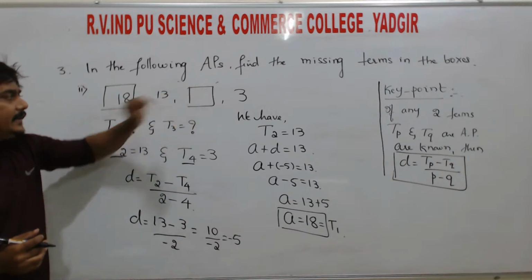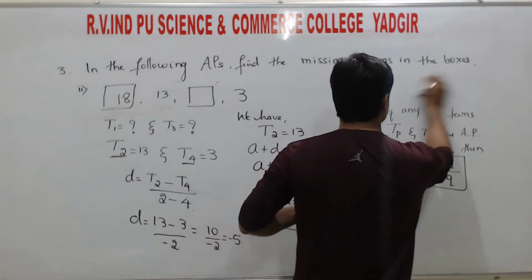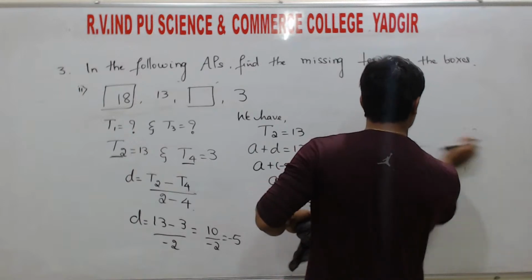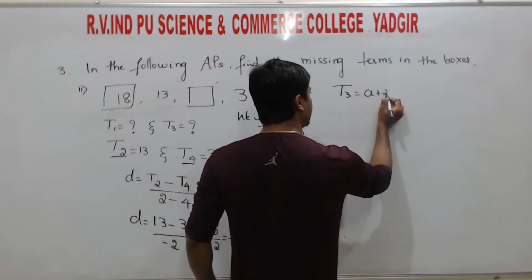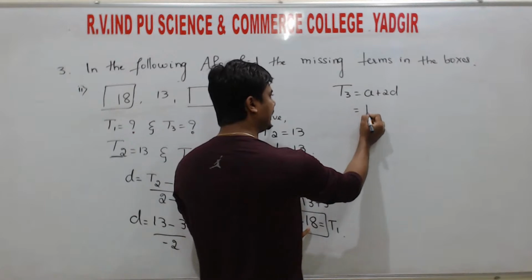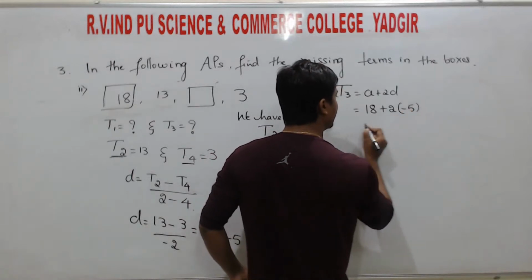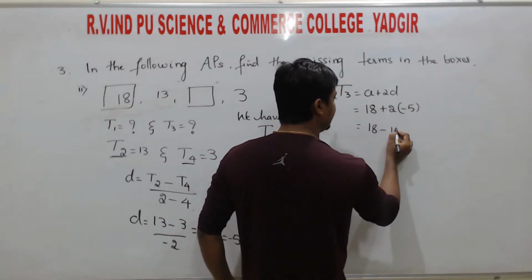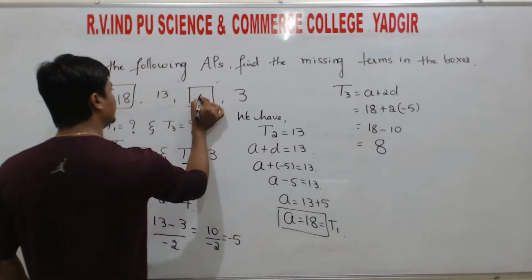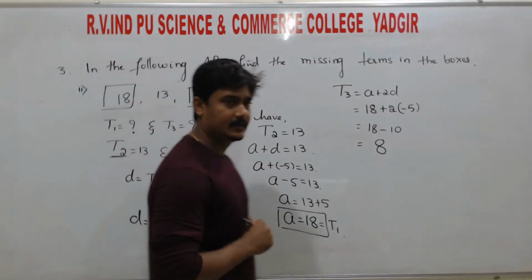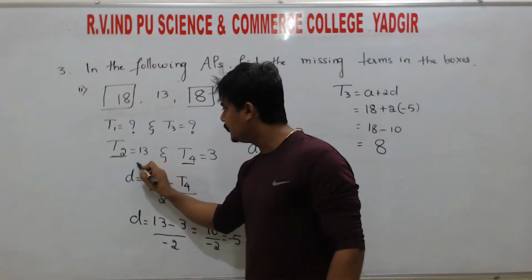Next I need to find out T3. Is that correct? So what will be the T3 formula? It is A plus 2D. Just now we have found the A value as 18, plus 2 into the D value of minus 5. This is 18 plus 2 into minus 5, which is minus 10. 18 minus 10 is 8. So here the missing term is our 8. Okay, is that clear? Right? So you need to remember this important formula.